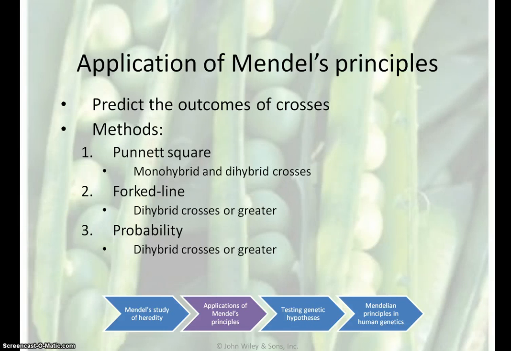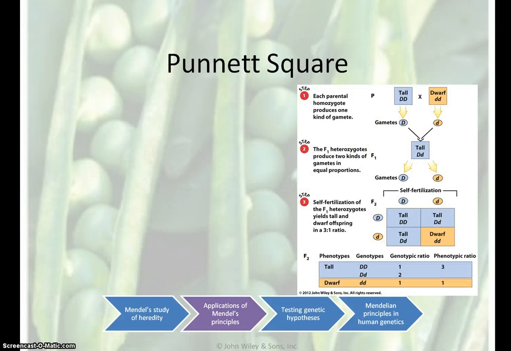Now, there are 3 different ways to do this. One is a Punnett square. We've seen that already with the monohybrid and dihybrid crosses. Then the second 2 are the forked line and the probability methods. And these are useful for when you have a dihybrid cross or greater. What I mean by greater is a trihybrid cross, or maybe even more than 3 traits. Whereas a Punnett square is really only practical with a monohybrid and dihybrid cross.